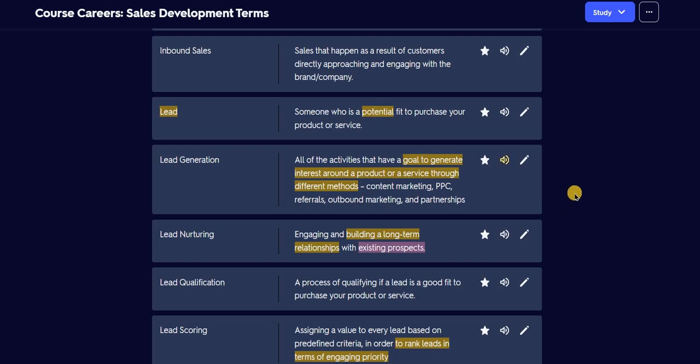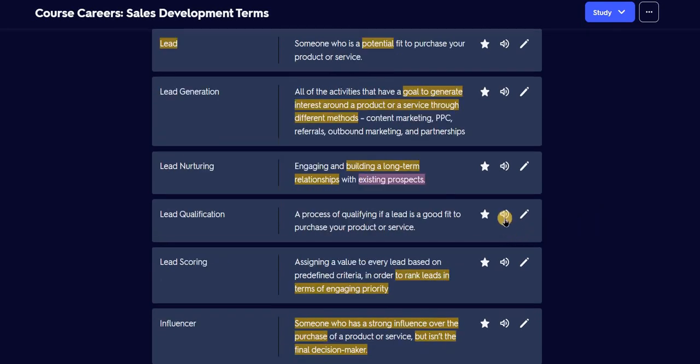Lead. Someone who is a potential fit to purchase your product or service. Lead generation. All of the activities that have a goal to generate interest around a product or a service through different methods: content marketing, PPC, referrals, outbound marketing, and partnerships. Lead nurturing. Engaging and building long-term relationships with existing prospects. Lead qualification. A process of qualifying if a lead is a good fit to purchase your product or service.